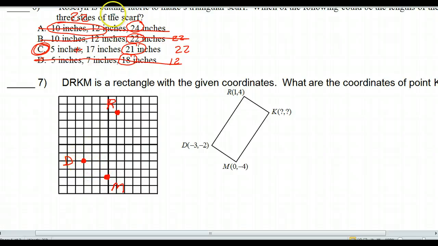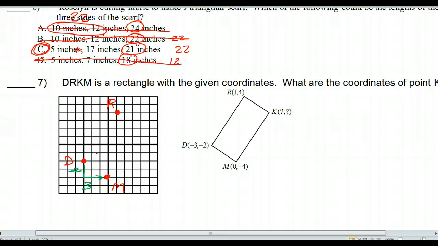If I go from D to M, let me change colors for a second. It's going to be 3 to the left, no, 2 down. See how we're going down 2 over 3? And then you just flip. So if I'm picking up from the R value, it should be that same pattern. It should be down 2 over 3 because it's got to be the same slope.